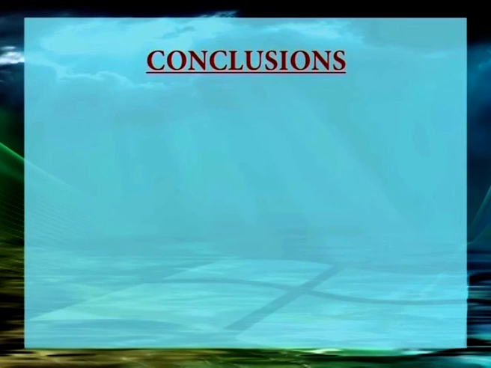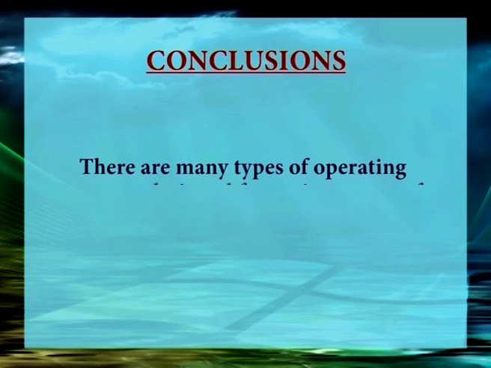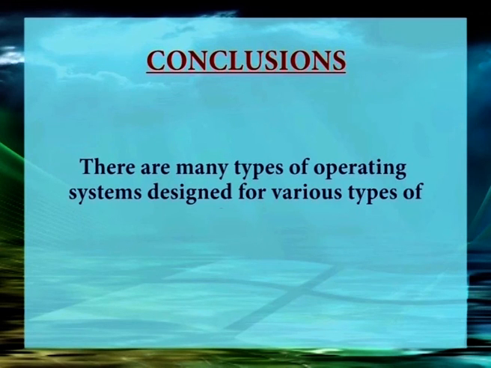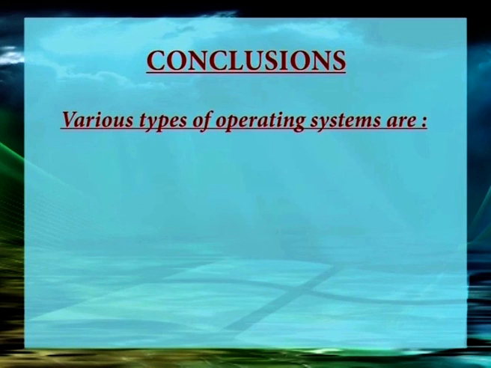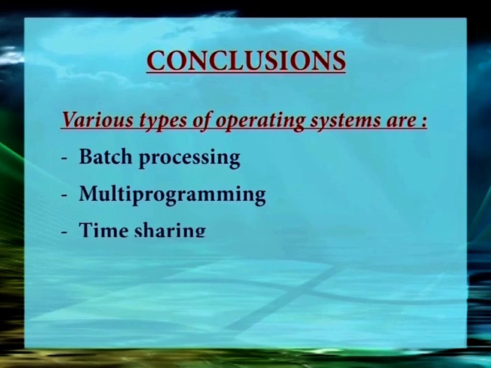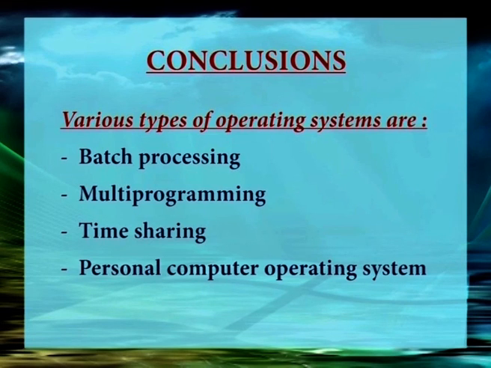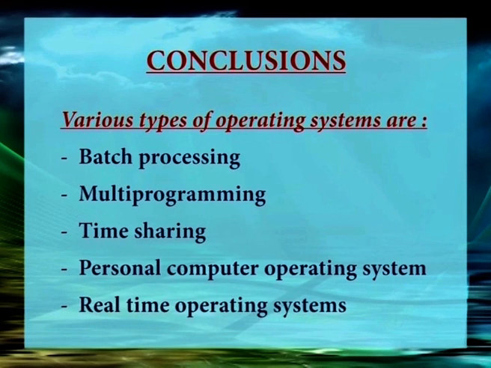Finally, conclusions. There are many types of operating systems designed for various types of applications. Various types of operating systems are batch processing, multi-programming, time sharing, personal computer operating system and real-time operating systems. The major difference between these operating systems is the manner in which they cater to user jobs, the manner in which system resources are distributed among various processes, and the type of jobs to be processed.